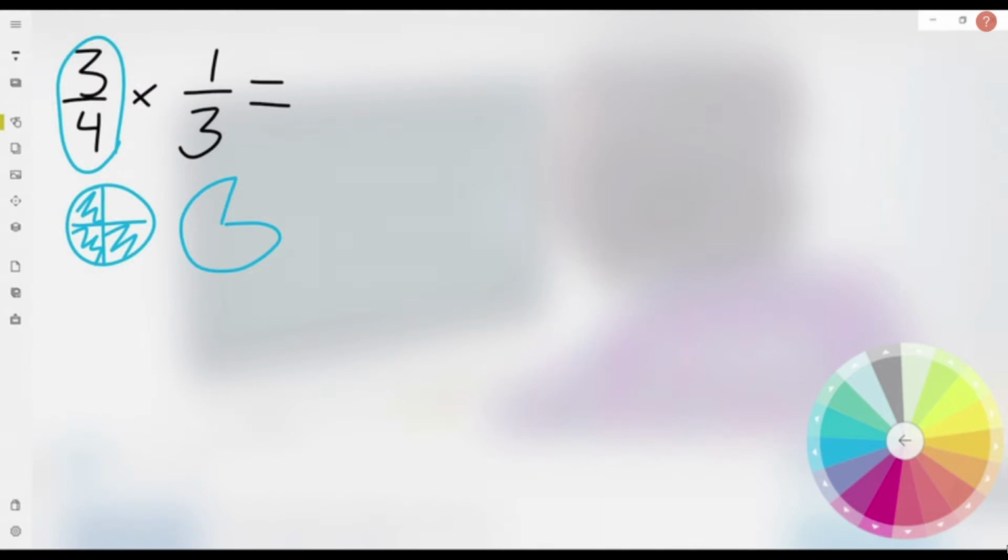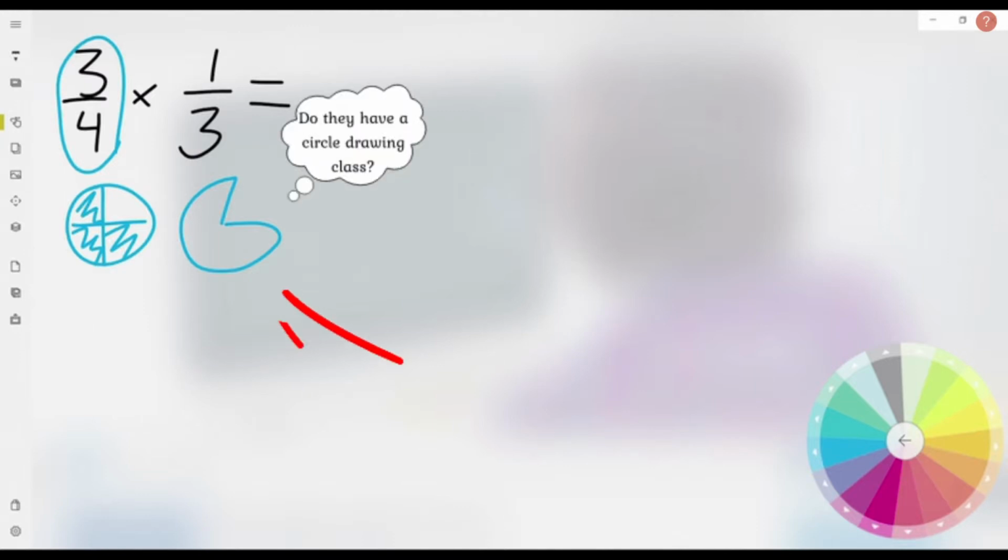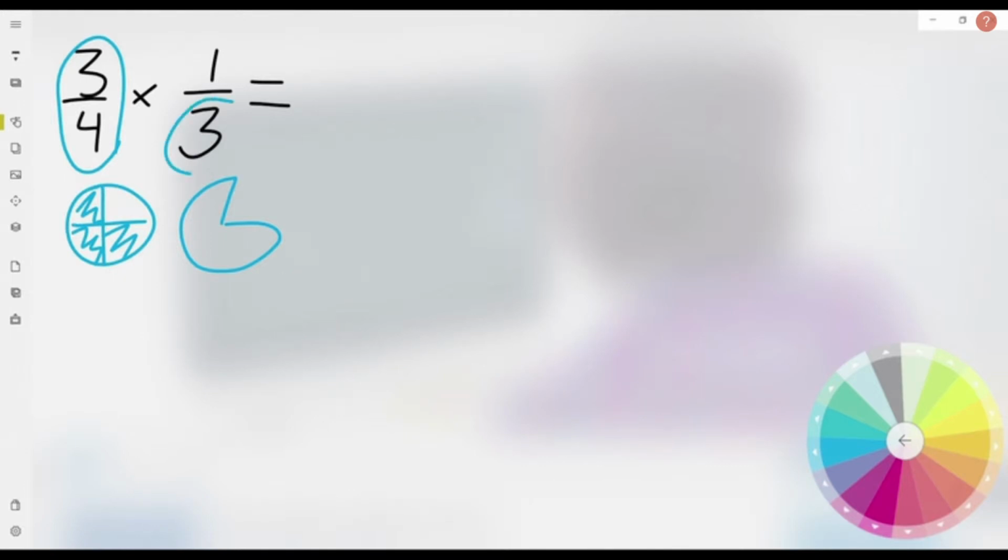All right. Imagine that's 3/4 of a circle. My drawing skills again are not that great. So then we'll take this drawing here and we'll divide it up into 3 equal parts. All right. And 1/3 is what we're multiplying. So we will take 1 of these 3 parts and shade it.